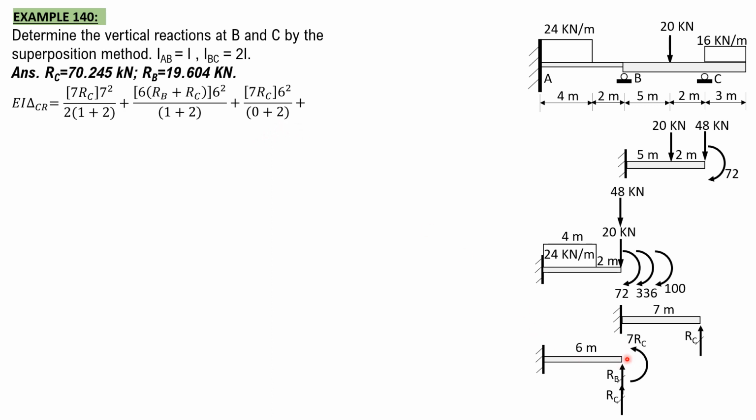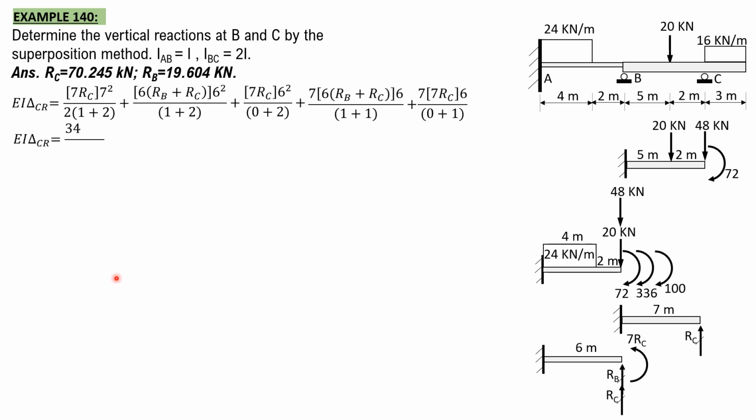Then because there is slope at the end, and it is 7 of whatever the slope here due to these effects, we have 7 times 6 times R sub B plus R sub C times 6 over 1 plus 1. Then the effect here is 7 of this couple, so 7 times 7 R sub C times 6 over 0 plus 1.